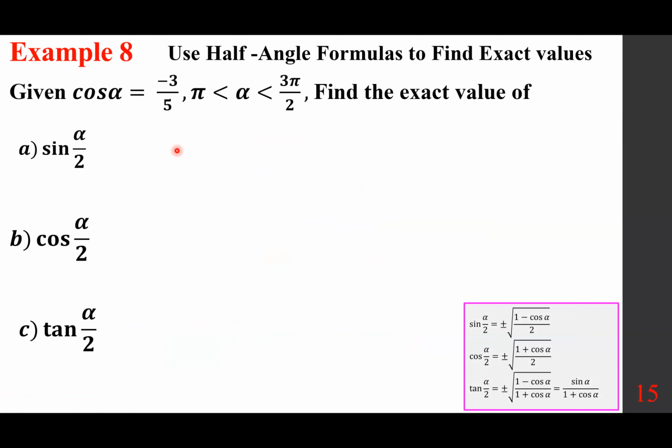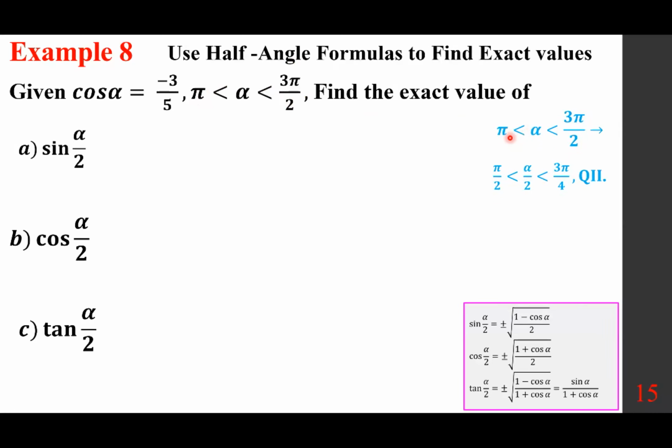Cosine of alpha is given, and alpha is between pi and 3 pi over 2. We want to find the exact value for sine of alpha over 2. We have the formulas, and we know that alpha is between these two numbers, pi and 3 pi over 2.